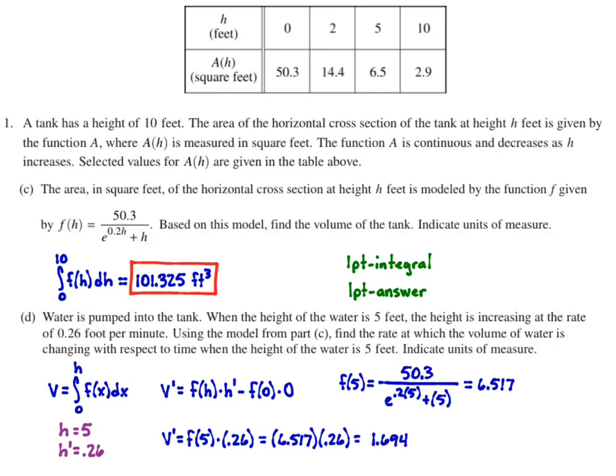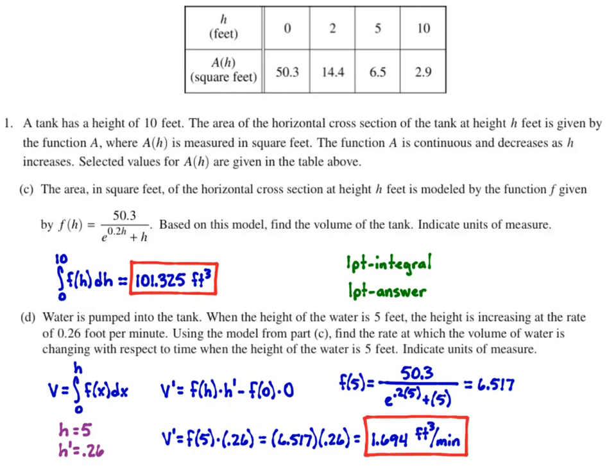And then the last part says to indicate the units of measure. Because we're looking for V prime, and we are taking the rate with respect to time, we would have the volume over time. So volume is feet cubed, and the time is in minutes here, so it's feet cubed per minute.